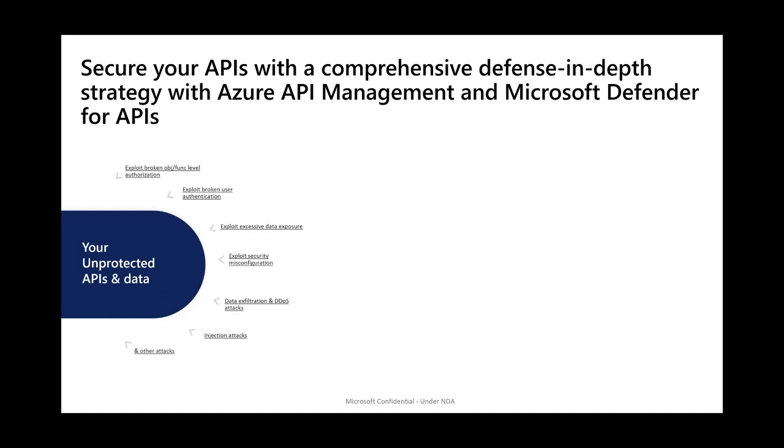APIs are continuously subject to a variety of different attacks and threats, such as broken user authentication, data exfiltration, code injections, and DDoS attacks. By combining Azure API Management, Defender for APIs, and network security solutions, you can get comprehensive protection for every API with security posture insights, runtime threat detections, and more.